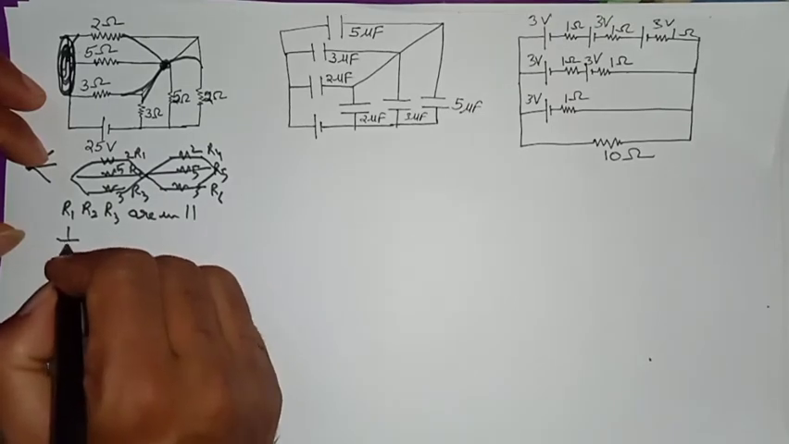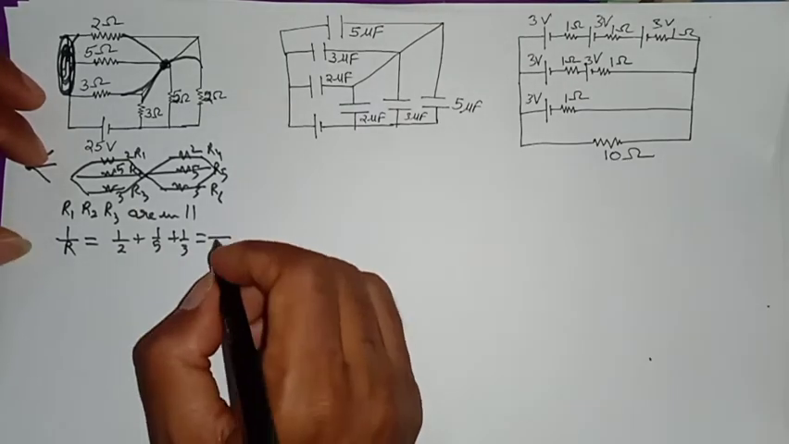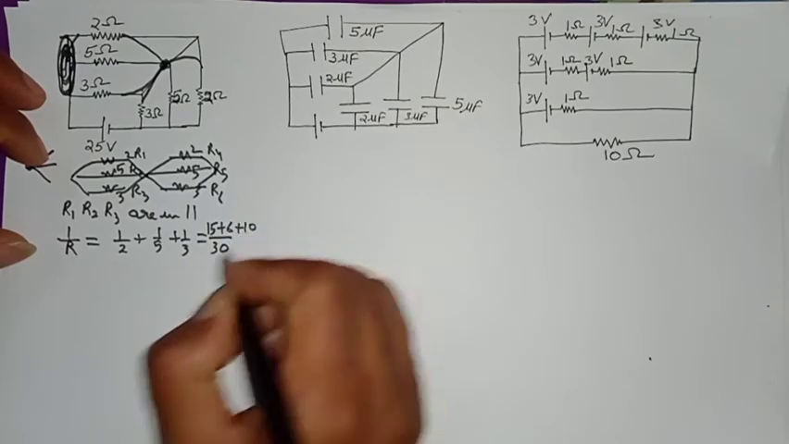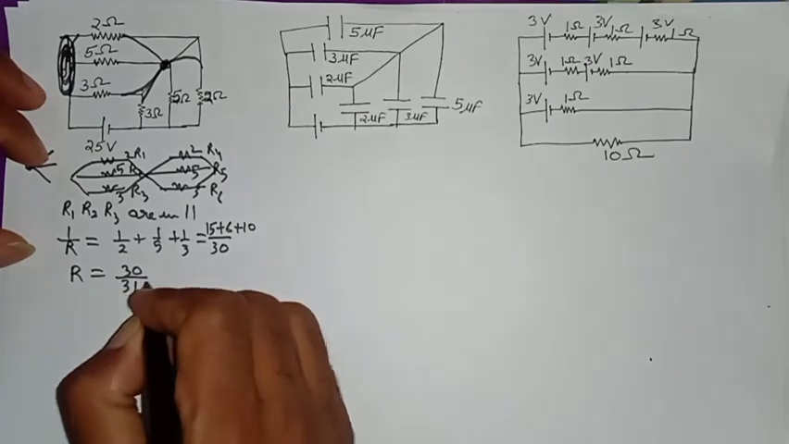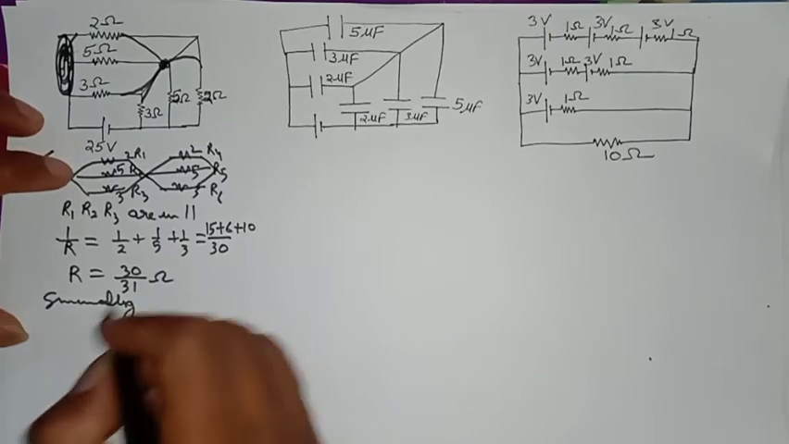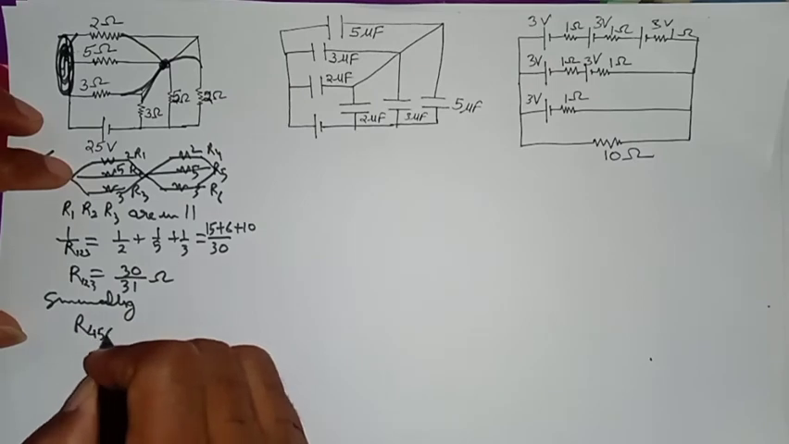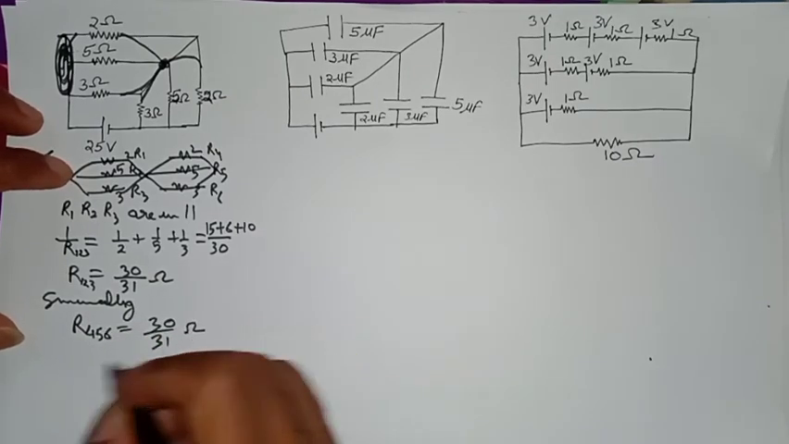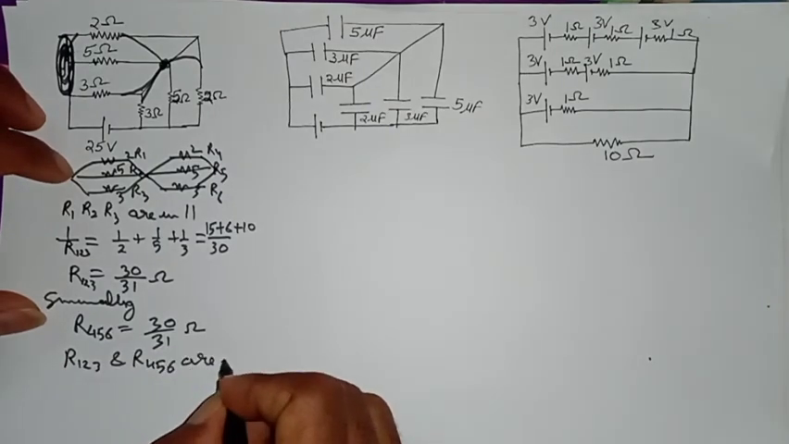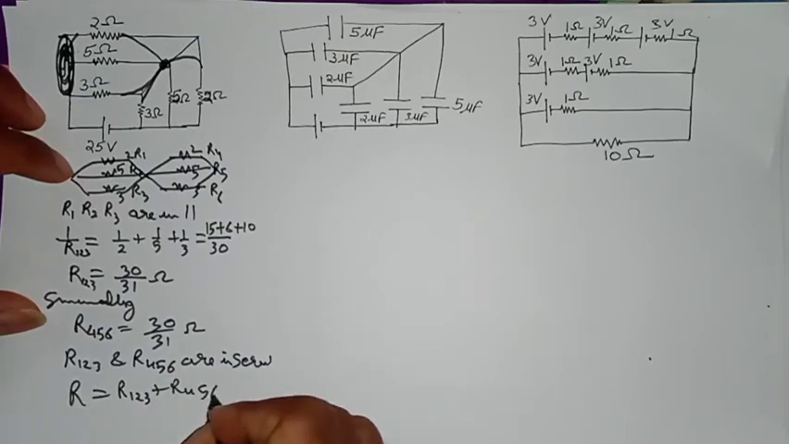So 1 upon R is equal to 1 upon 2 plus 1 upon 5 plus 1 upon 3. So that is 30, 15 plus 6 plus 10. So R equal to 30 upon 31 ohm. Similarly, because they are identical, otherwise we would calculate them, R4, 5, 6 is equal to 30 by 31, no need to show its calculation part. So R1, 2, 3 and R4, 5, 6 are in series. So R equal to R1, 2, 3 plus R4, 5, 6.